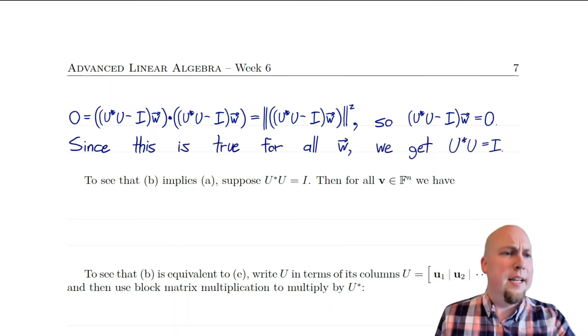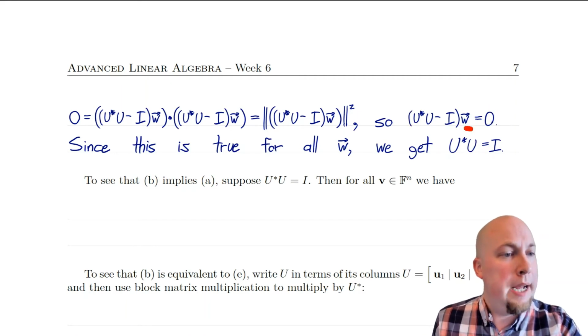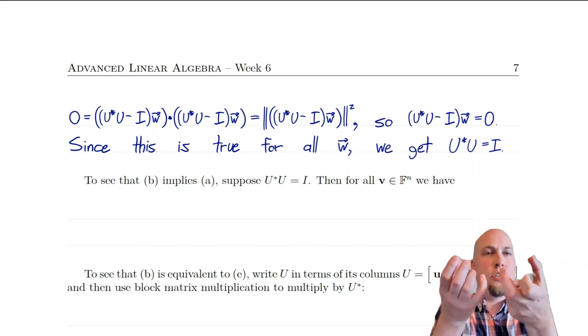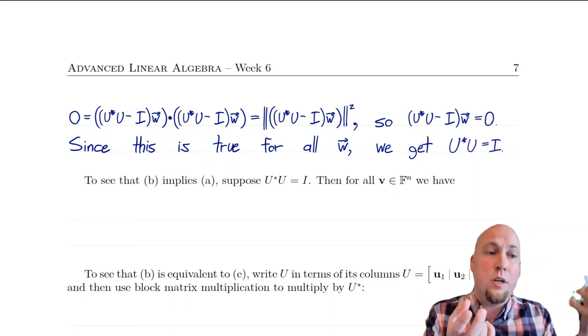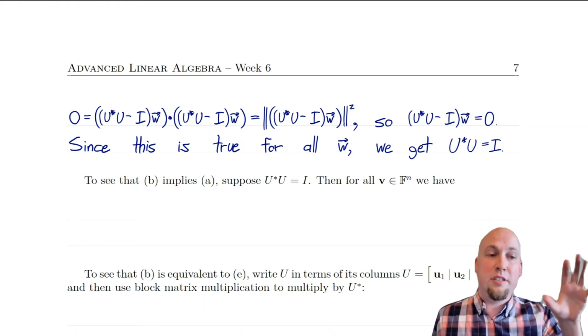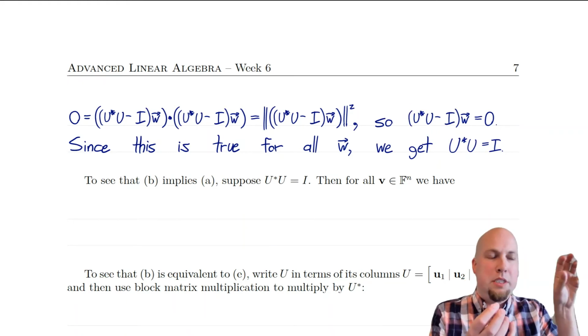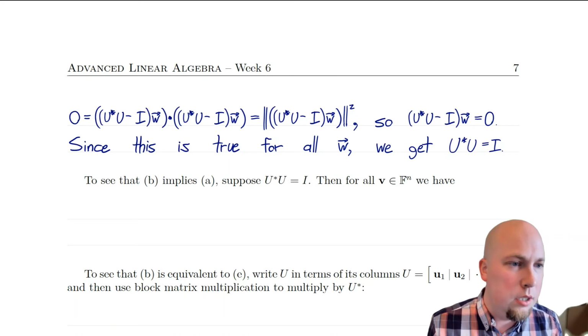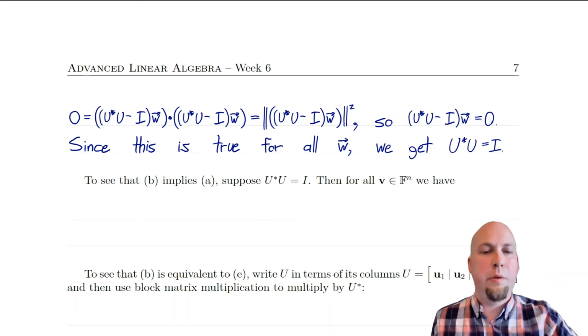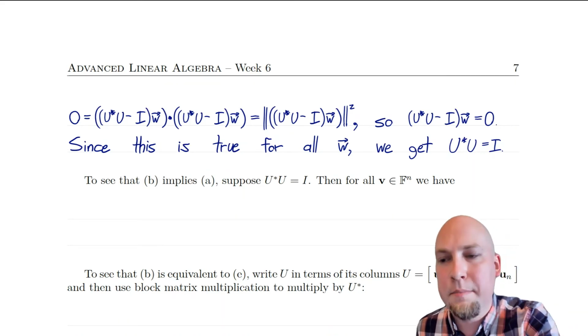But if this is the 0 vector no matter what W I pick, that means matrix times vector always equals 0. It shouldn't be too hard to convince yourself that this matrix has to be the 0 matrix. The 0 matrix is the only one with the property that when you multiply it by a vector, you always get 0. So U star U minus I is 0. In other words, U star U equals I, which is what we wanted to show. That was D implies B.